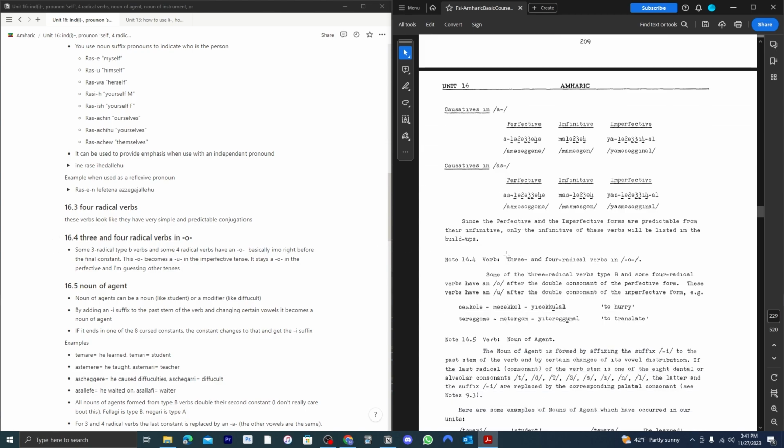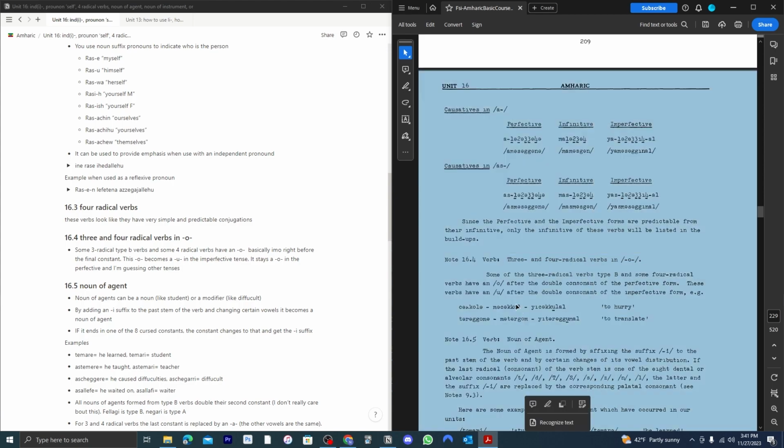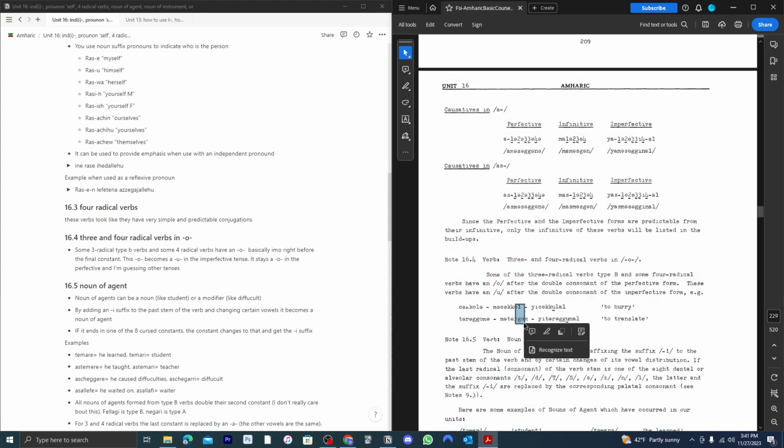16.4, so now they talk about 3 and 4 radical verbs that have an O. So this O here is what they're talking about, and it mentions 2 things about these type of verbs. It's saying that the consonant will be doubled in the perfective form if it's not already. So mechokol is already doubled, so it doesn't really matter here. But metrogol, which means to translate, boom, now it's doubled here.